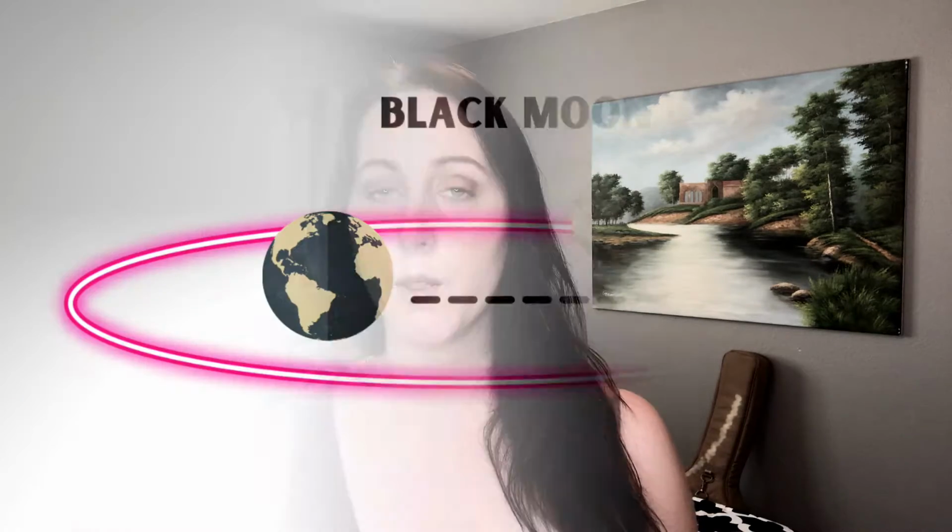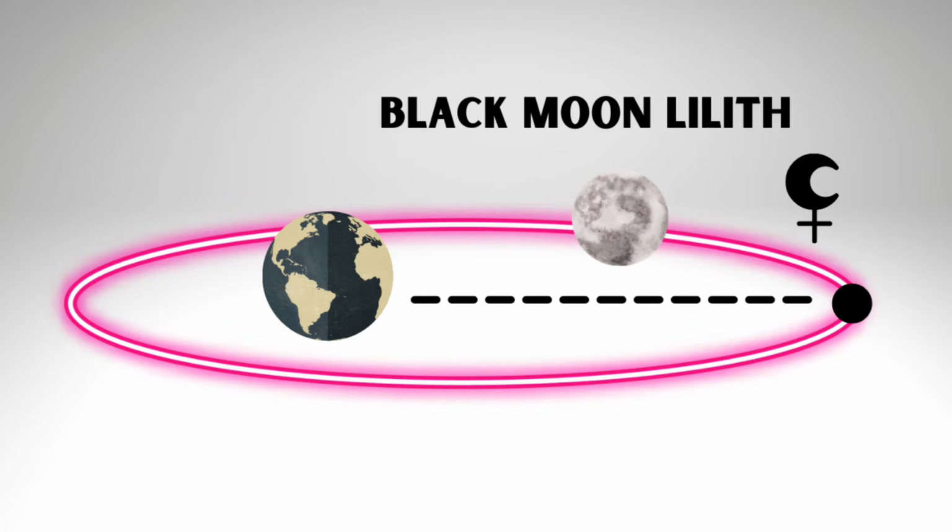So Black Moon Lilith is not a planet, it's not an asteroid, it is a point in space. It's called a lunar apogee, and it is the distance from the Earth to the furthest point on the moon's orbit. So the moon travels around the Earth in an elliptical orbit. It's not a perfect circle. So there is a point that ends up being further away from the Earth on that circle. And so Black Moon Lilith is that point in space.